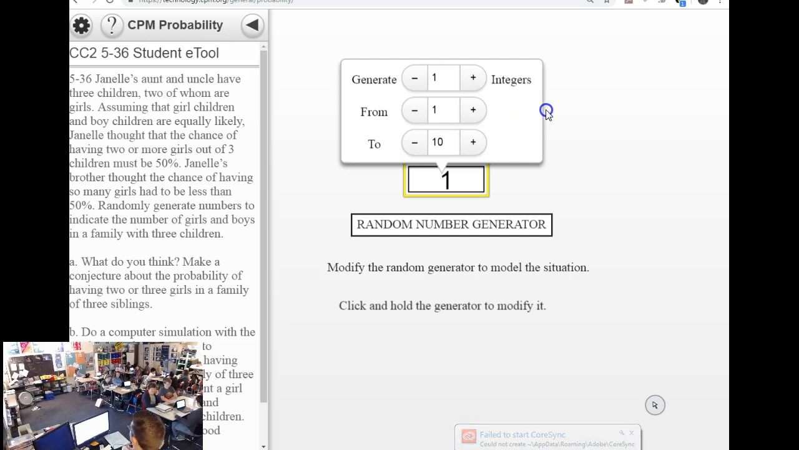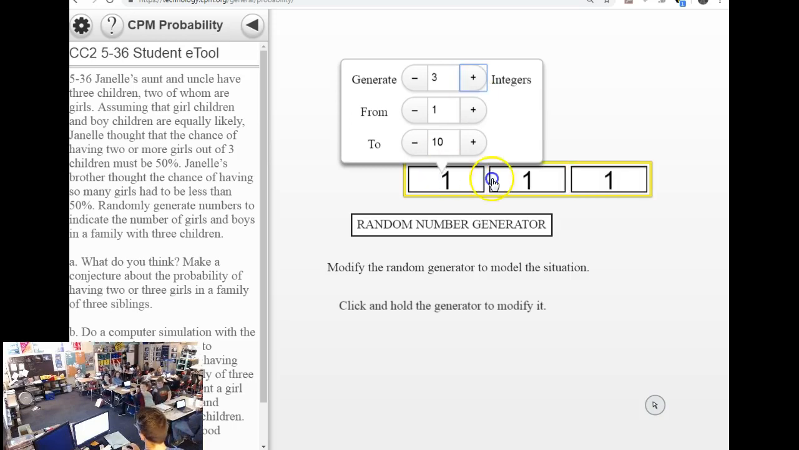So, now that I finally got this to pop up, you had a good couple minutes there on your own. If we're just trying to talk boy versus girl and a family of three kids, how can I change my generator to help me figure this out? What do you think, Joey? Yeah. So you mean make this three? Yeah. Okay, yeah. So there's three kids.